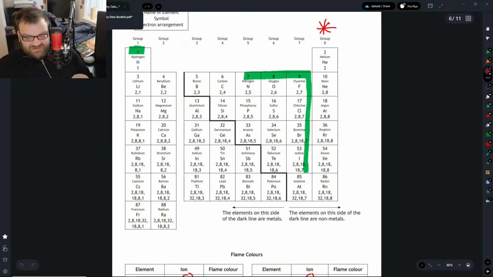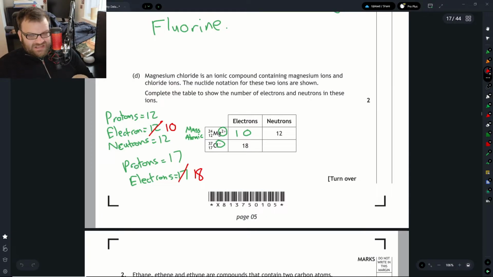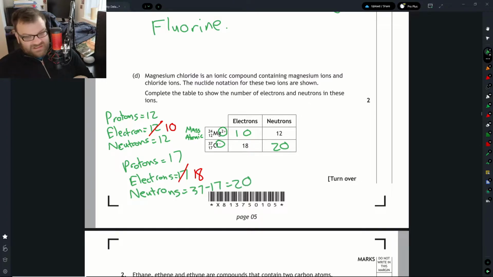If you go back to here, chlorine is 2, 8, 7. To become stable, it would add on a negative electron, and it would become negatively charged, and that would work out for that. And then to get the neutrons, you take away the protons from the mass number. So 37 take away 17 gives you 20. And that is that question done.